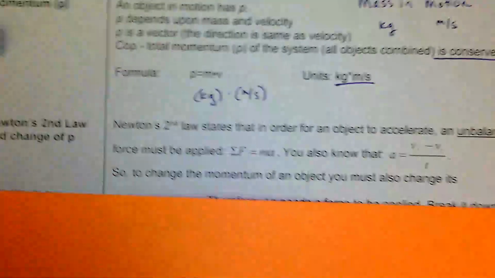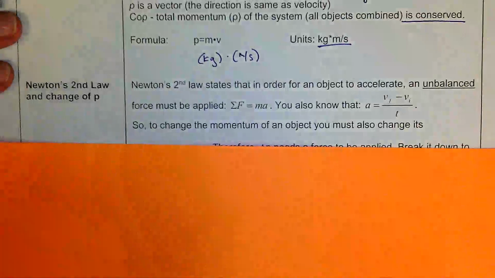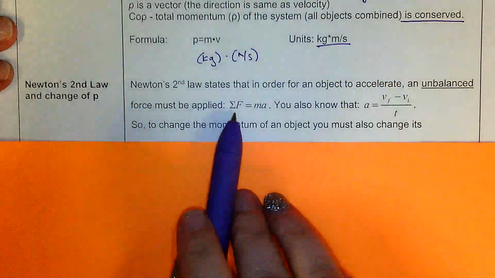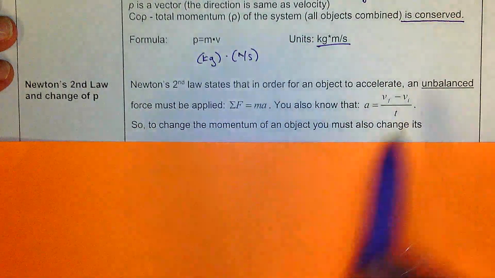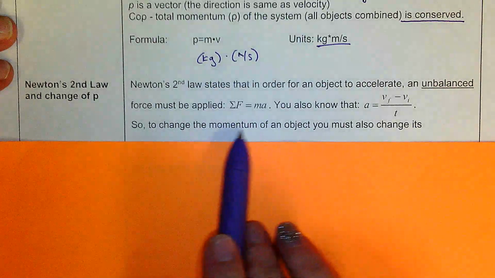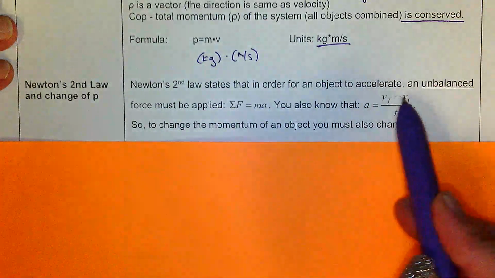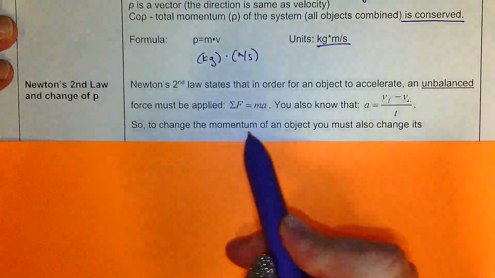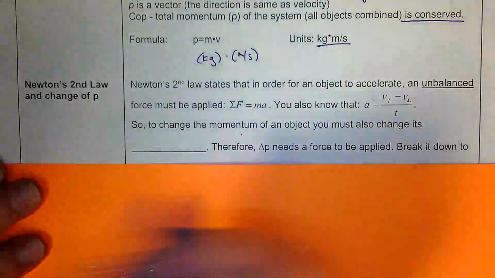All right, so how do we relate this to our prior knowledge? Newton's second law states that in order for an object to accelerate, an unbalanced force must be applied. So net force equals mass times acceleration. You already know that acceleration is the change in velocity over time. So to change the momentum of an object, in order to change the velocity, to have a different final and initial velocity, to keep it from going constant, you also must change it.